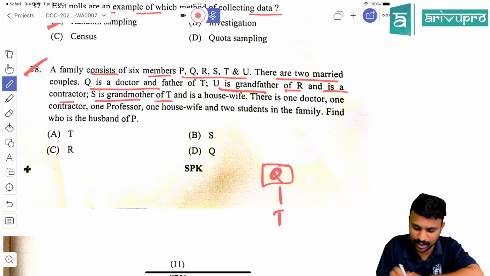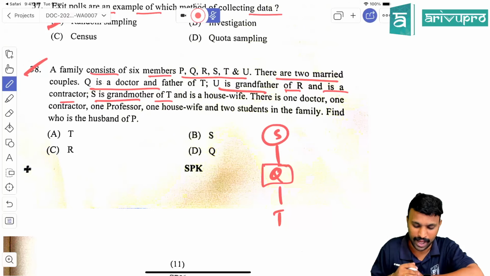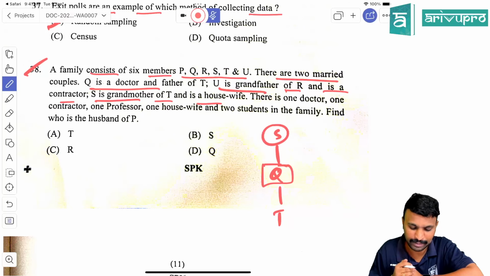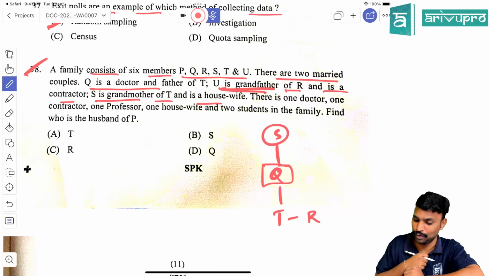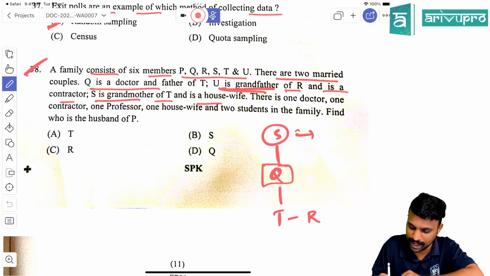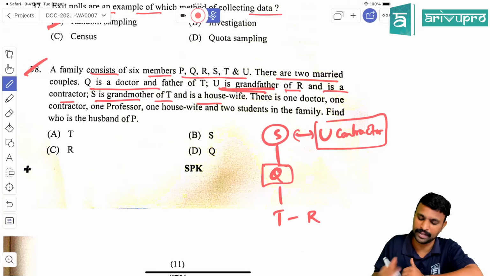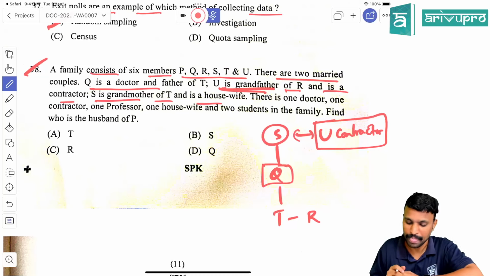S is a grandmother of T means obviously Q's mother. Correct? S is a grandmother of T and is a housewife. So S is a housewife. All right. Now guys, U is a grandfather of R means obviously R should be a sibling to T. Then U becomes the husband and U is a contractor because there are 2 married couple. So S and U must be married couple, right?